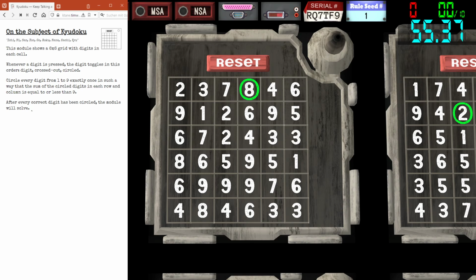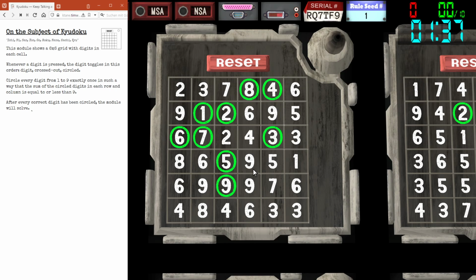Circle every digit from 1 to 9 exactly once, in such a way that the sum of the circled digits in each row and column is equal to or less than 9. Now, what does that mean? This means that we have to circle every digit 1, 2, 3, 4, 5, 6, 7, 8, we already have an 8, and 9, exactly once. So we have 9 circles in this whole 6x6 grid.